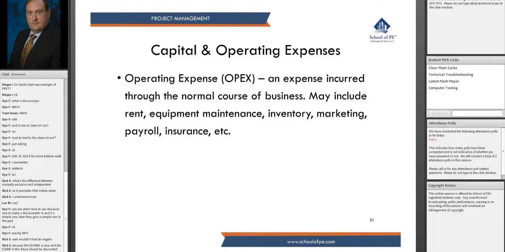It's also taxed differently. And then OpEx is the expenses incurred through the normal course of business. Might be wages for staff, could be chemical usage on your producing wells, it could be electricity to run your rod pumps, whatever be the case, that's an OpEx.